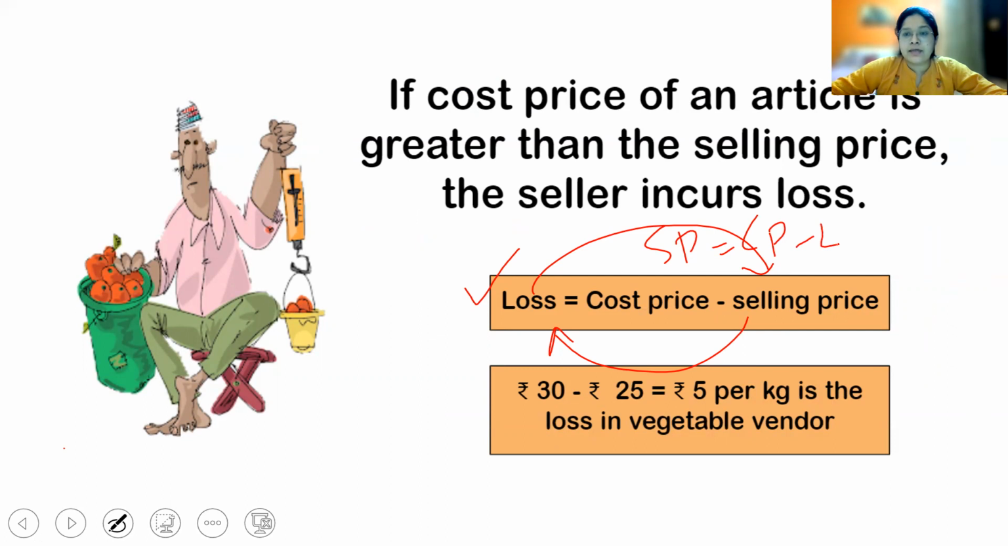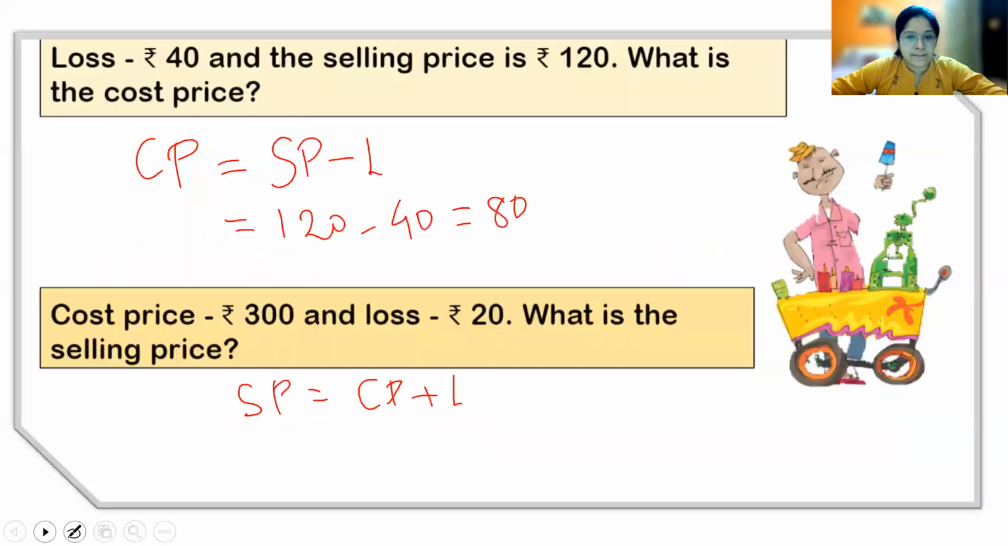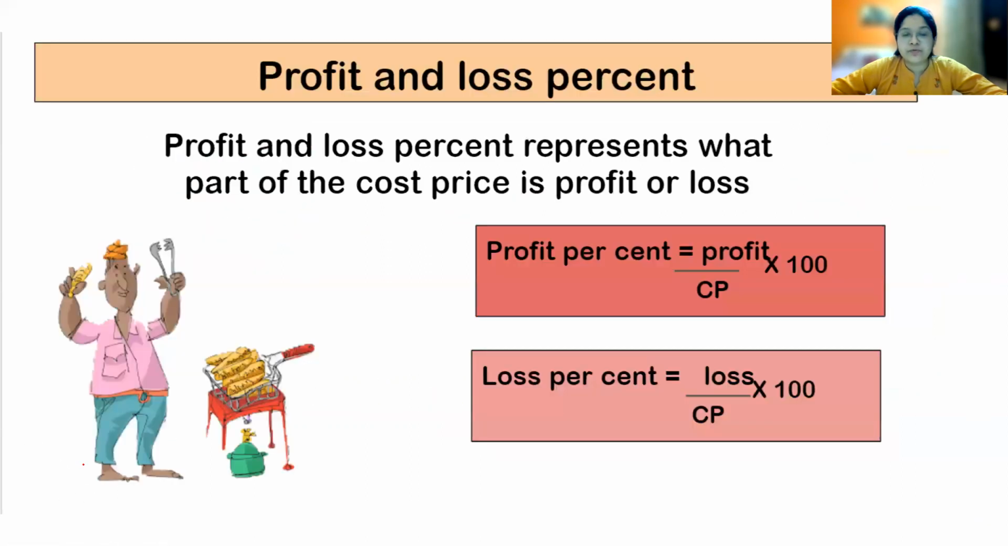And basically they have sold with that deficit amount. And in the same case, if they're asking cost price, cost price will be selling price minus the loss. With that, we'll move to the next concept to understand the profit percentage.